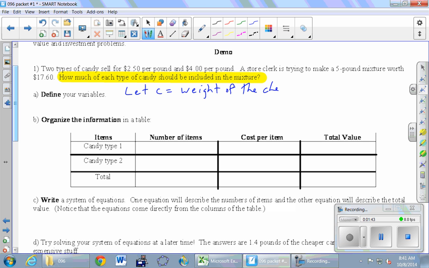of the cheap candy, in pounds. We're trying to find out how much of each kind of candy. There's some cheaper stuff and then some more expensive stuff.